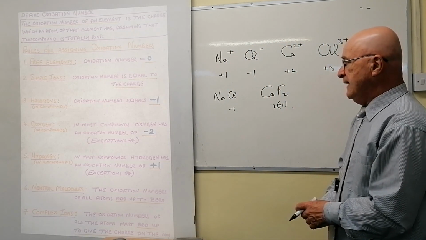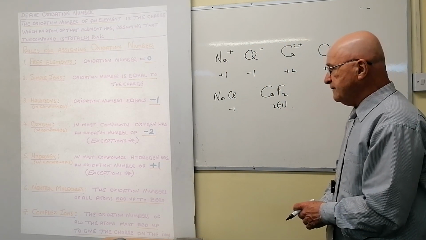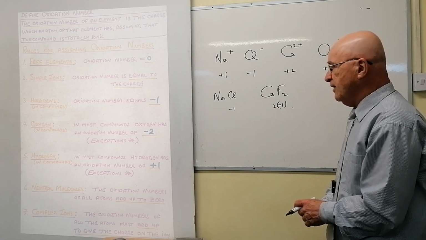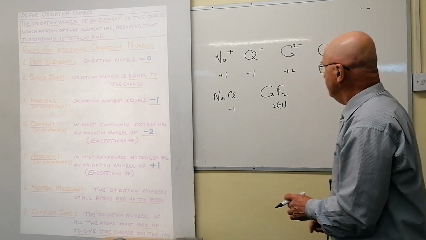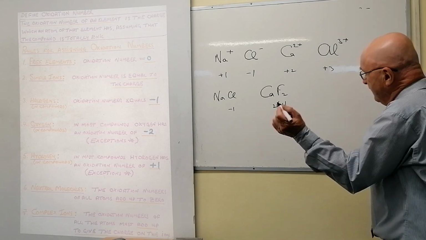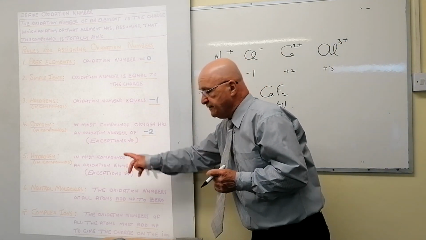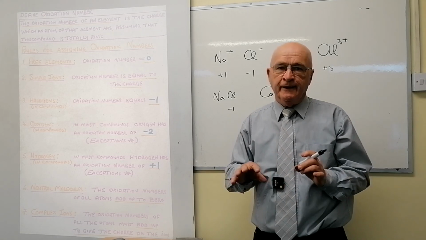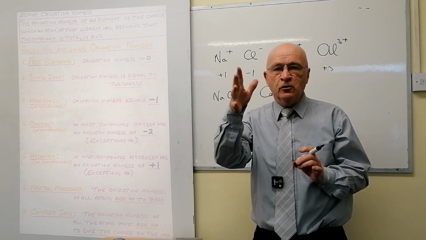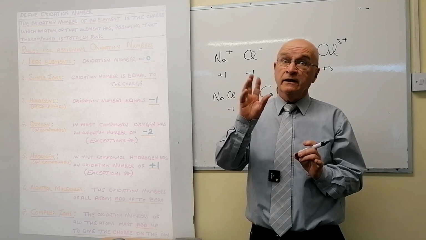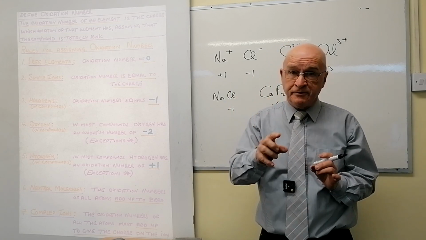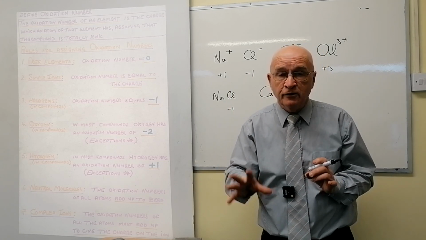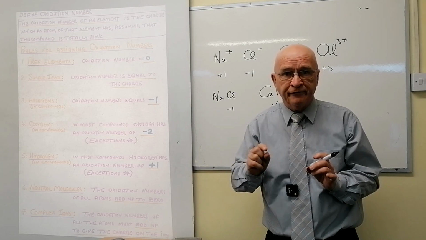Now, next. In most compounds, oxygen has an oxidation number of -2. In most compounds, oxygen is -2, okay? Now, I have written there exceptions. I like to take the exceptions separately. Learn the rules first and know them well, and then learn the exceptions. There's a handful of them there. You'll recognize them instantly once you're aware of that, okay?